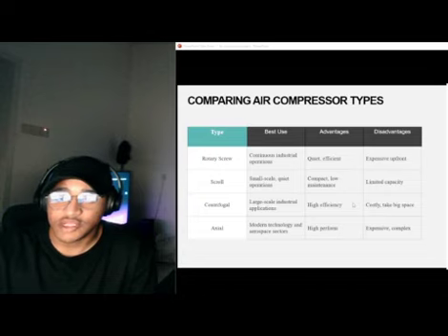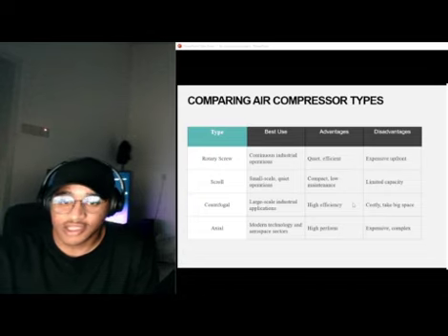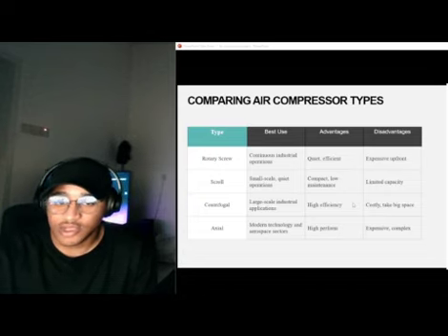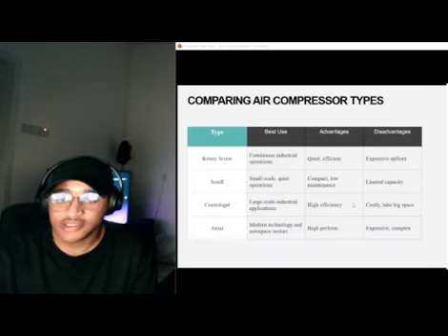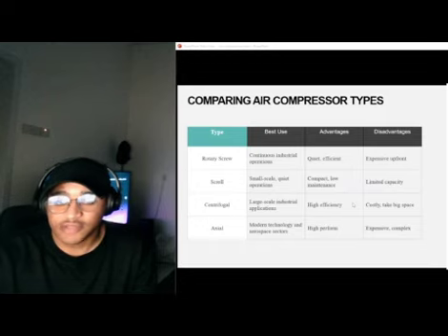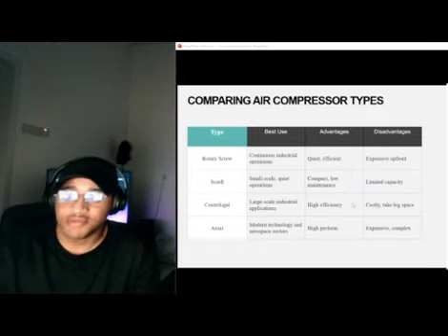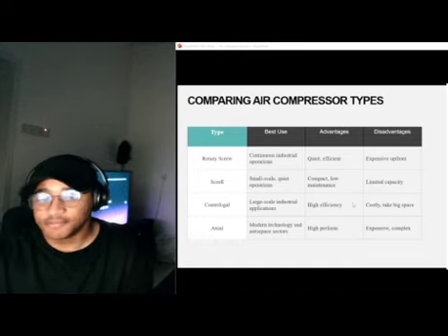The scroll is small scale, and as I told you, it has quiet operation. The advantage is that it's compact and low maintenance. It gives you a long life. The disadvantage is that it has limited capacity.